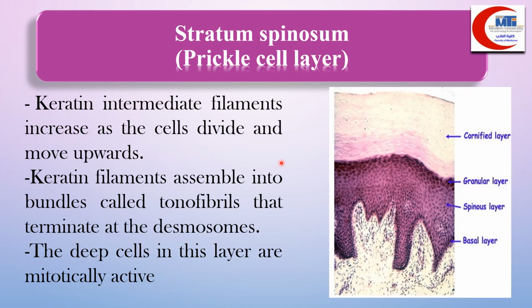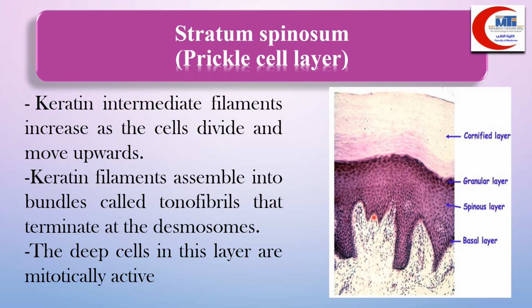The keratin intermediate filaments or tonofilaments increase as the cells divide and move upwards. These filaments assemble into bundles called tonofibrils that terminate at the desmosomes. The deepest cells in this layer are mitotically active, like cells in the basal cell layer.